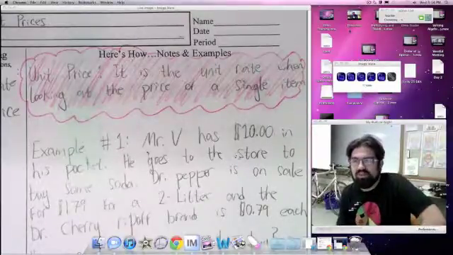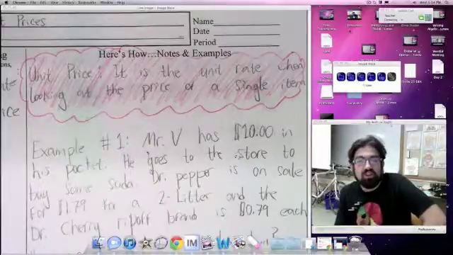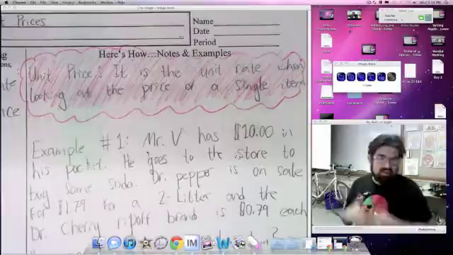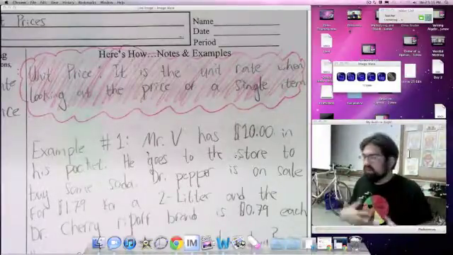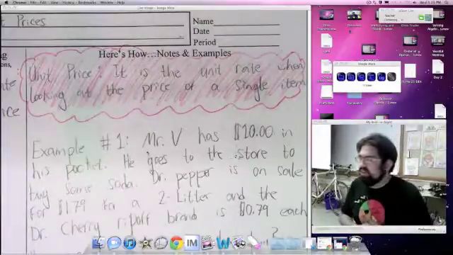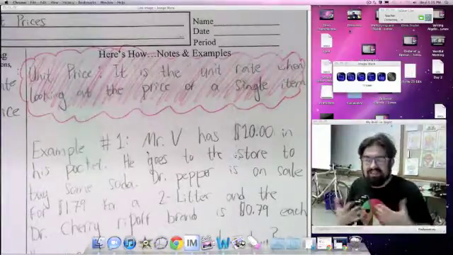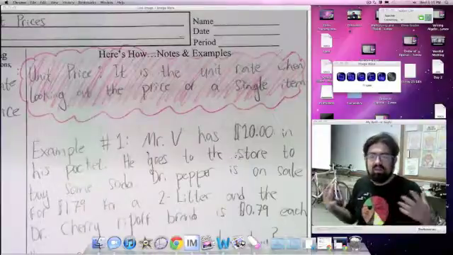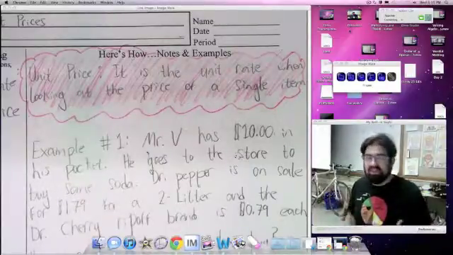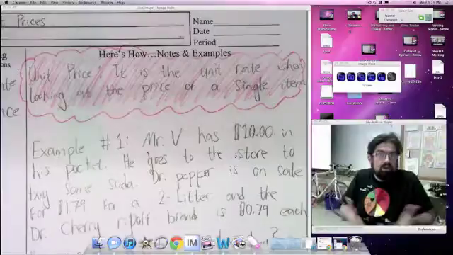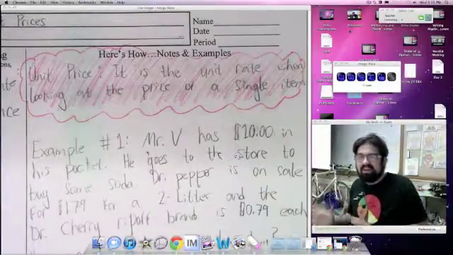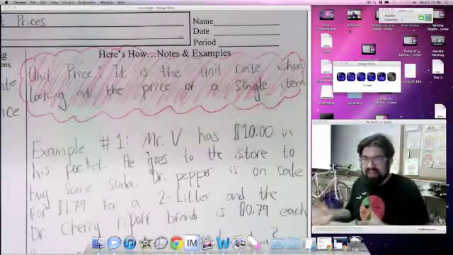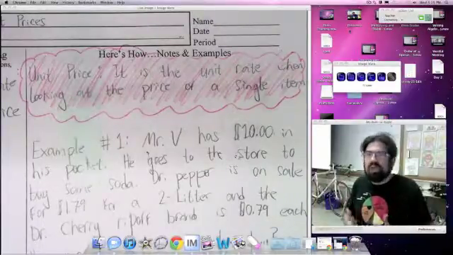Unit price. Okay, well, what is a unit price? It is the unit rate when looking at the price of a single item. It's the unit rate of something compared to money. Like, what's the price of hamburger meat at Safeway per pound? Buying something per pound is a unit rate, which is what you buy, right? When you go to the grocery store, you see stuff per pound and stuff per can. That's what you're buying. You're buying a unit rate of something.